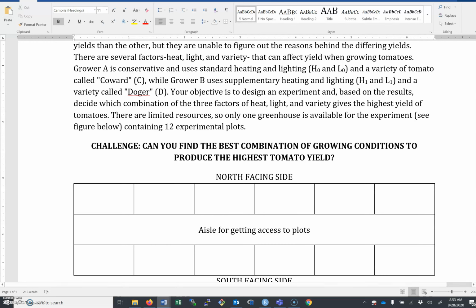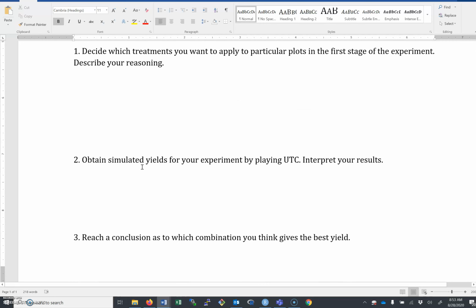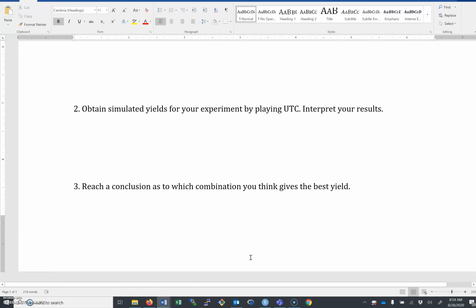Okay. So first I want you to just decide upon your own, and describe why. It may not be very technical at this point, and that's okay. When you play the game, you'll obtain the simulated yields. Interpret the results of your yields. This is why I wait for this week, and I actually want you to turn it in at the very end of the second week, so that you have something to base your answer number 2 upon, and then reach a conclusion about what you think is the best yield.